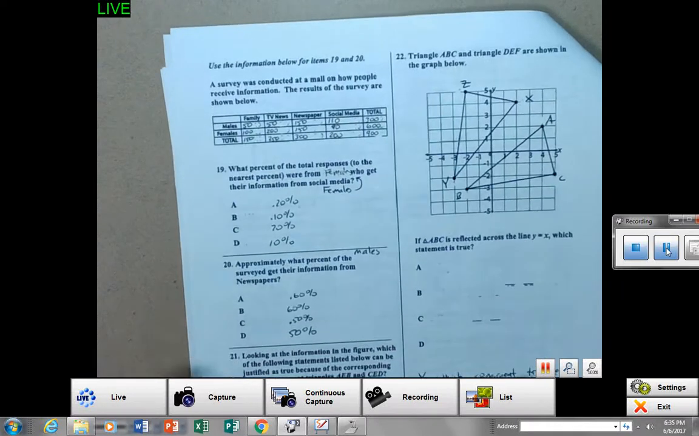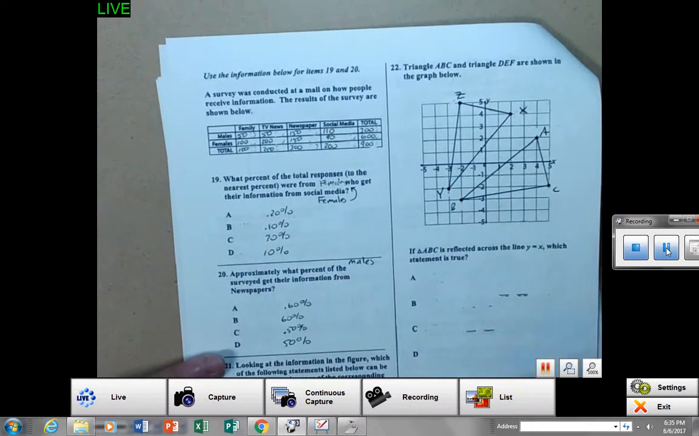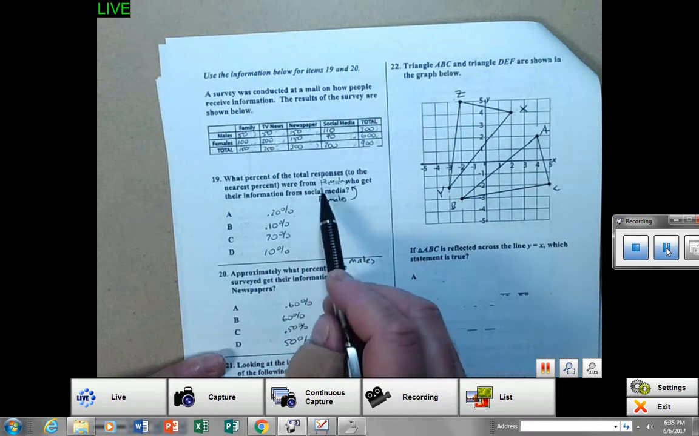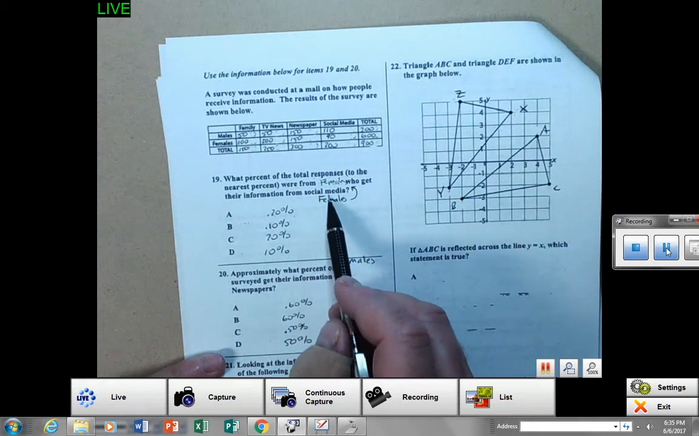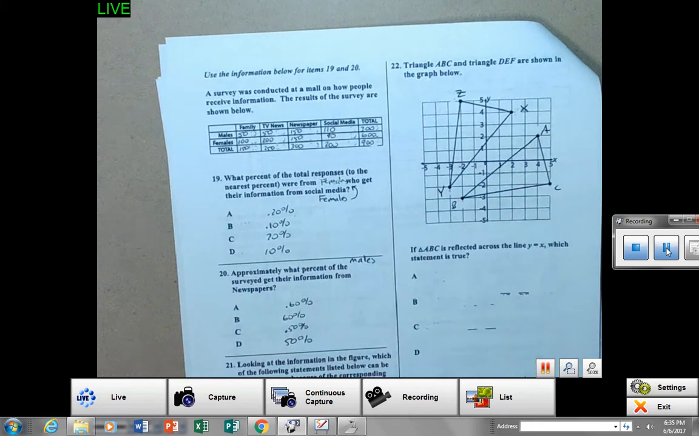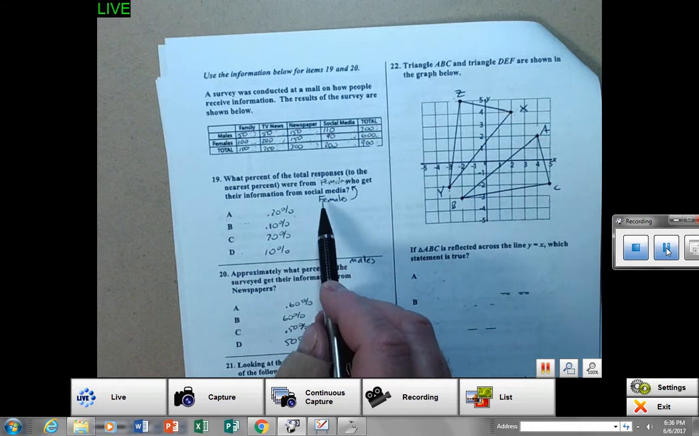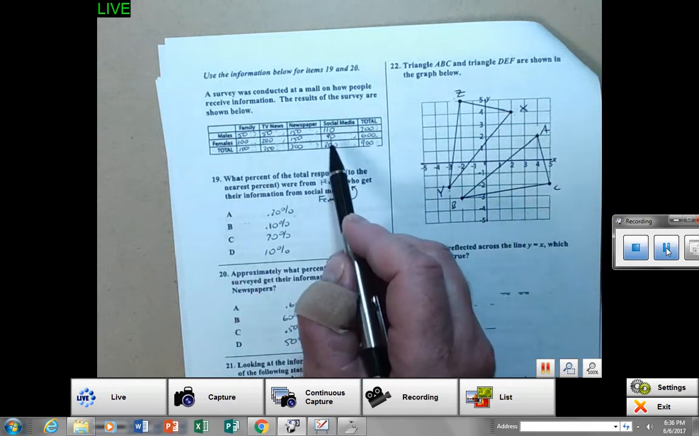All right, this problem has you figure out the percent of total responses from the females who get their information from social media. What percent of total responses? So for that one, I take my females who get their information from social media, females, which is 90.